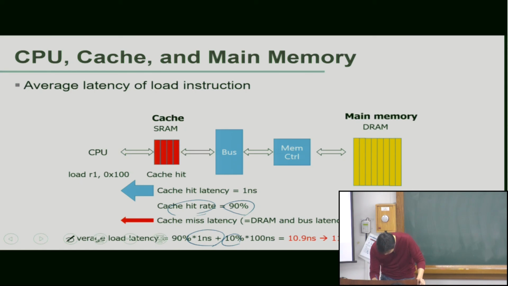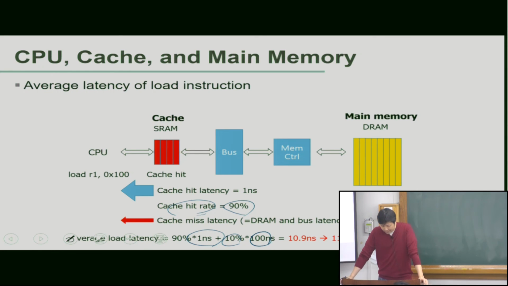Actually, the parameters in this calculation are mismatched, because this one said 50 nanoseconds, but this one is calculated as 100 nanoseconds, so it's a mismatch. So let's say this one also takes 100 nanoseconds. Then eventually this average load latency will be 10.9 nanoseconds, which is almost 11 CPU cycles, which is a long time.